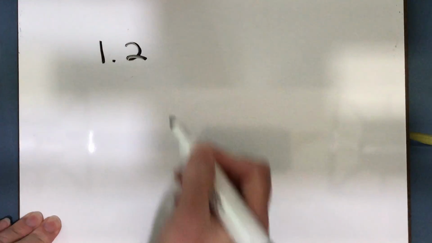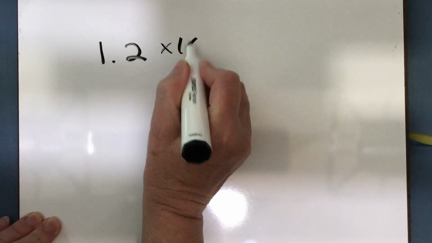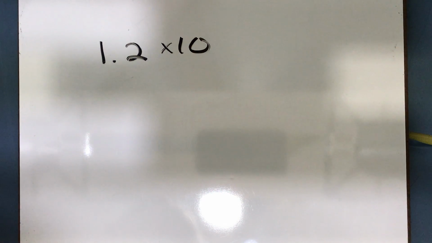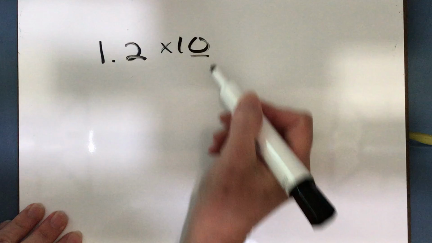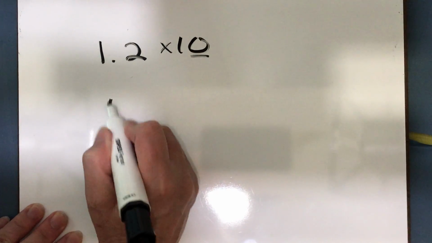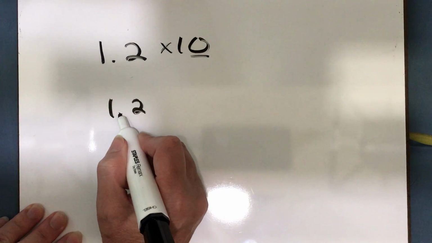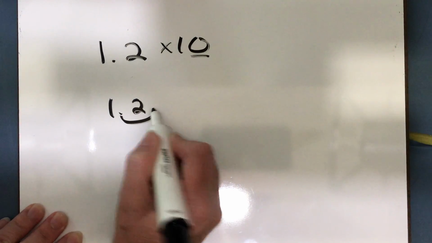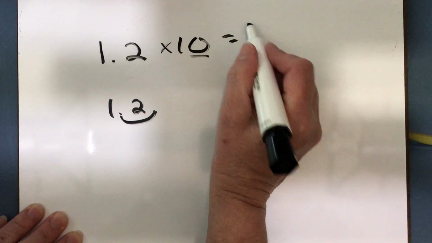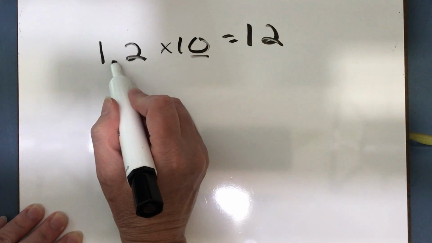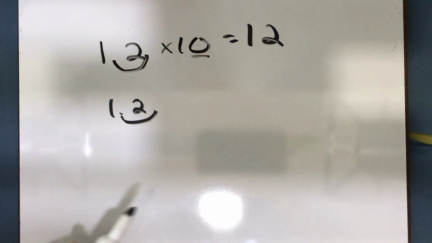So we're going to start with, let's say I have the number 1 2/10 times 10. If I multiply a decimal by 10, there's 1 zero in 10. So I'm going to take my decimal point and move it to the right one place because there's 1 zero. Then my decimal point would be there after the 2, which equals a whole number. So this equals 12 because I moved my decimal point one place to the right. So 1 2/10 times 10 is 12.